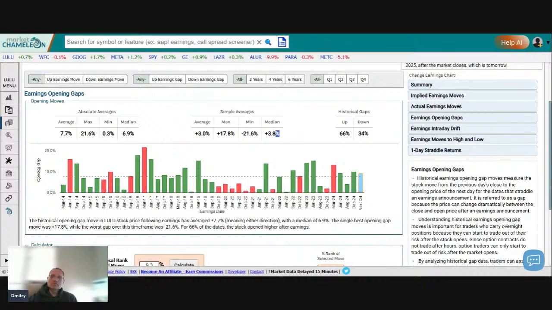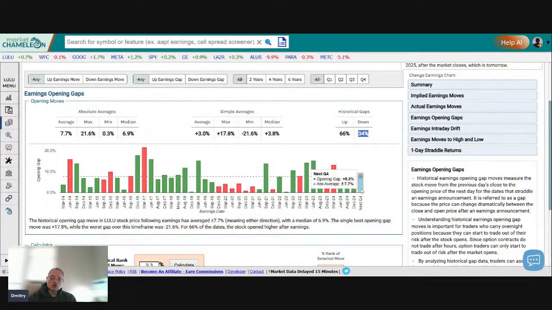The median move, so these are simple averages, is 3.8%. So that indicates that half of the observations were higher than positive 3.8%, and half of them were below positive 3.8%. So there's a skew towards the upside. If we took a count or frequency of the up moves versus down moves, we see up moves exceeded down moves. 66% of the moves after reporting earnings were up, 34% were down.